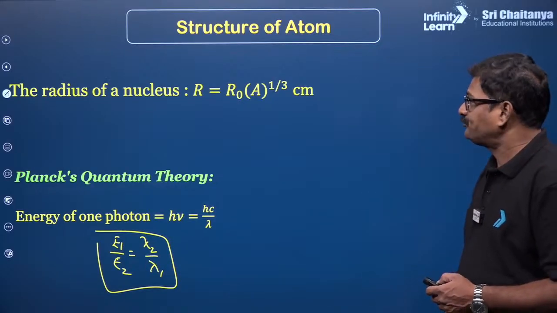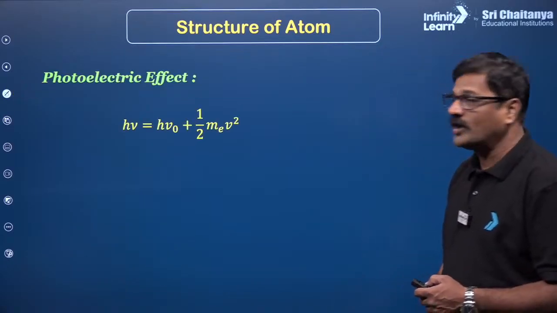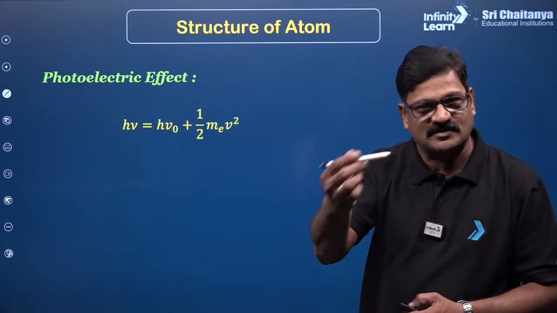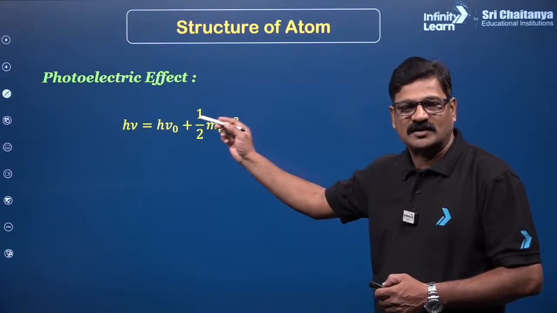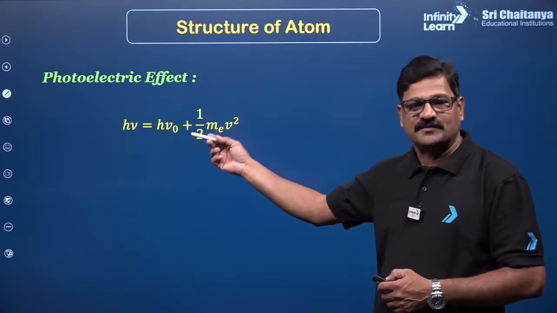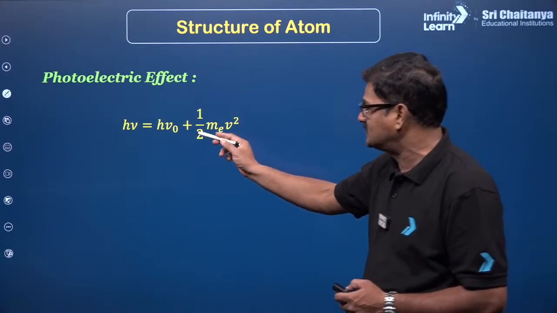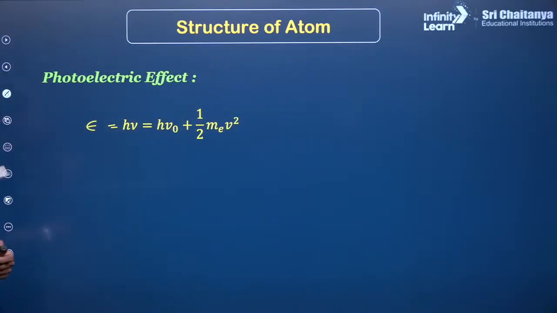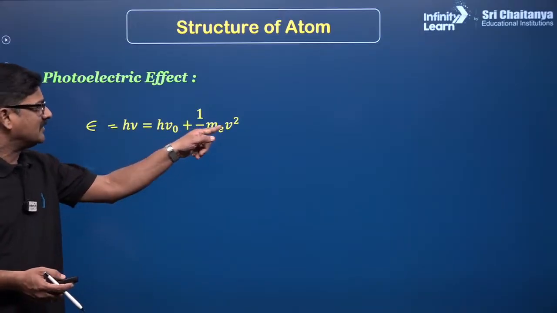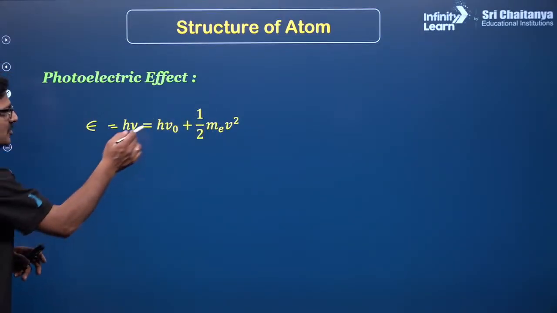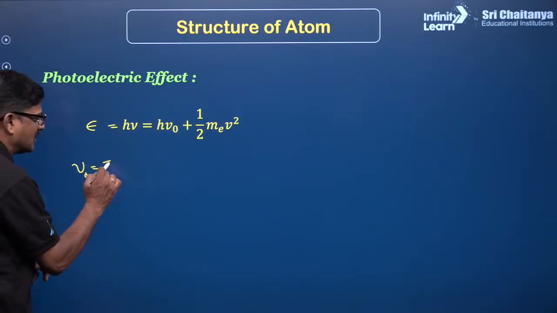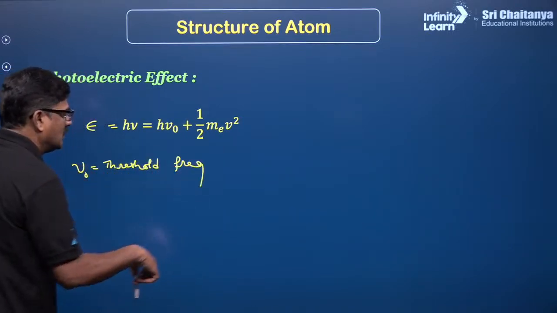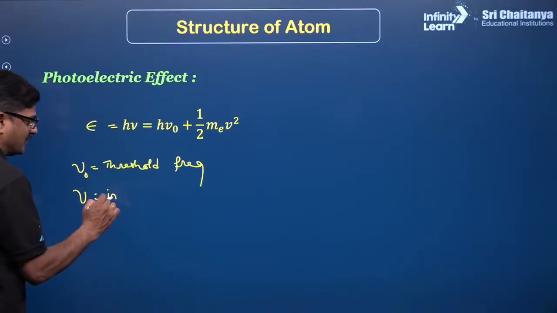And also you can see the photoelectric effect. When light is allowed to fall on a clean metallic surface, ejection of electrons takes place. That photoelectric effect is explained by Einstein's photoelectric equation: the incident light energy E is equal to h nu is equal to h nu naught plus half m v square, where nu naught is the critical frequency or threshold frequency, and nu is the incident light frequency.